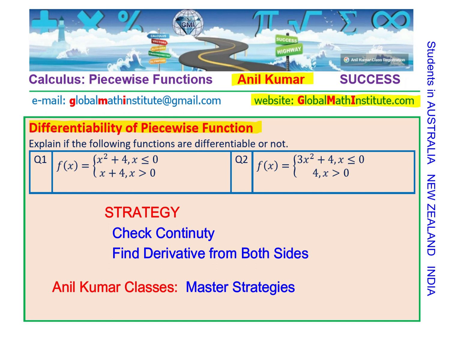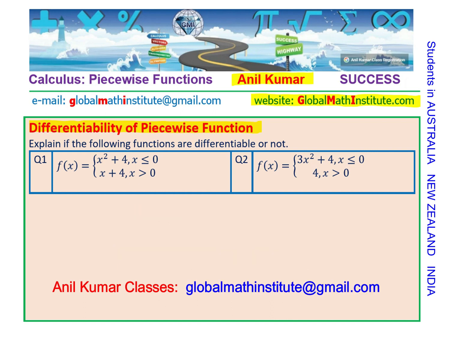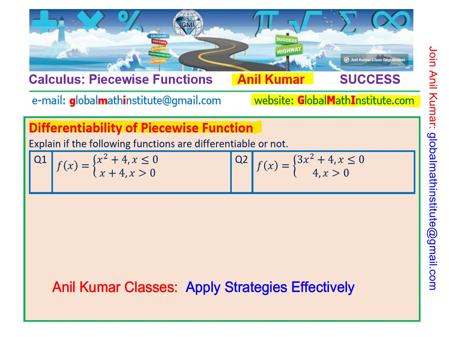Now let's look into the first two examples. Explain if the following functions are differentiable or not. Just a general statement, we'll assume that the domain is all the real numbers. Question 1: f of x equals x squared plus 4, where x is less than or equal to 0, and x plus 4 when x is greater than 0. The next one is very similar: f of x is 3x squared plus 4 when x is less than or equal to 0, and just 4 for x greater than 0.